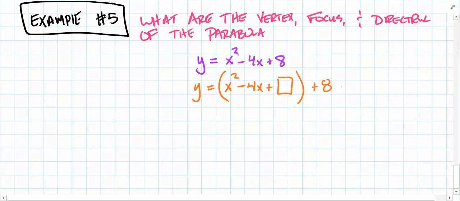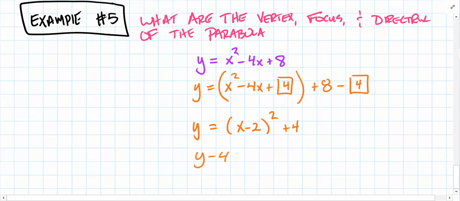So what makes this work? Negative 4 divided by 2 is negative 2, squared is 4, and then 4 over here, so we end up with this. y is now equal to the quantity x minus 2 squared, and 8 minus 4 is a positive 4. Now if I get it into the right form, here's what I would have: y minus 4 is now equal to x minus 2 quantity squared.